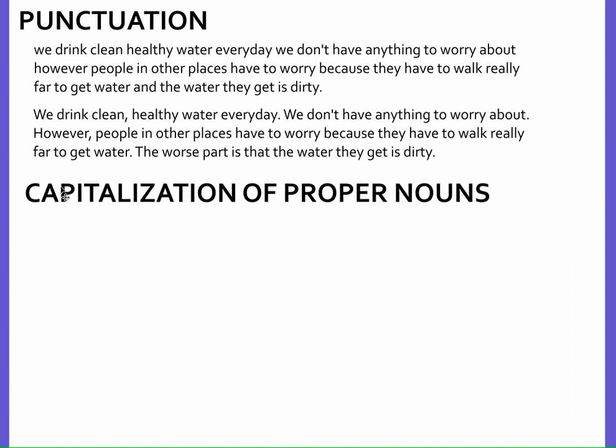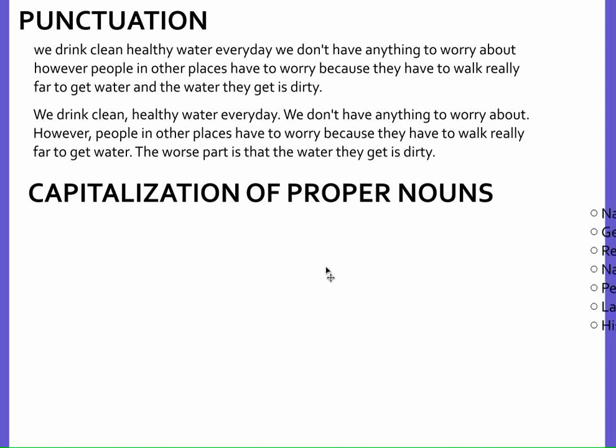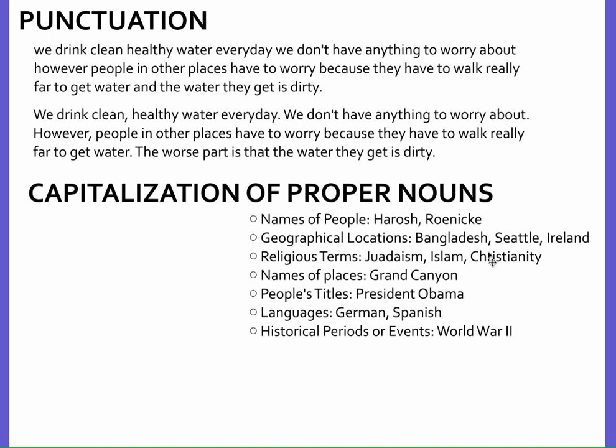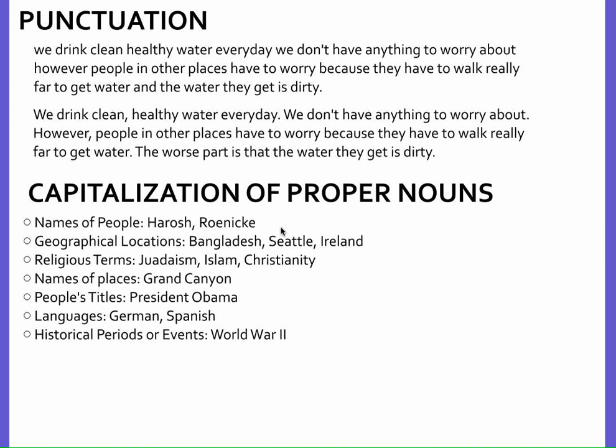Next thing we're going to look at is the capitalization of proper nouns. Here's your list of what you should be capitalizing. Names of people, for example, Hirosh and Reniki. Names of people need to be capitalized. Geographical locations: Bangladesh, Seattle, Ireland. Religious terms like Judaism, Islam, Christianity. Names of places: the Grand Canyon, Robert Eagle Staff Middle School. People's titles: President Obama. Geez, I missed that guy. Languages: German, Spanish. Historical periods or events or even things: World War II.